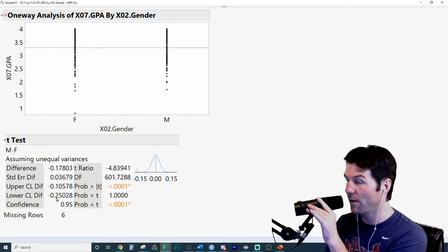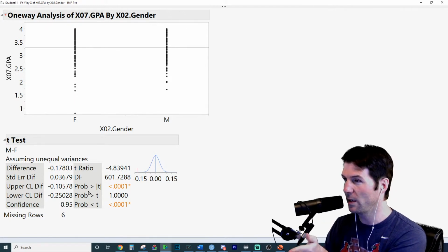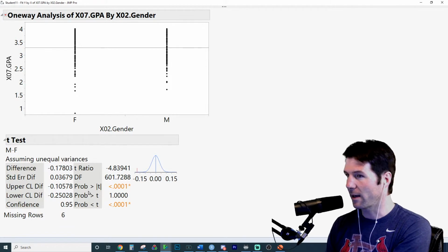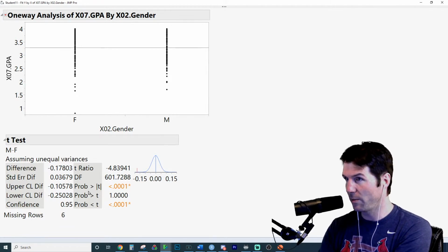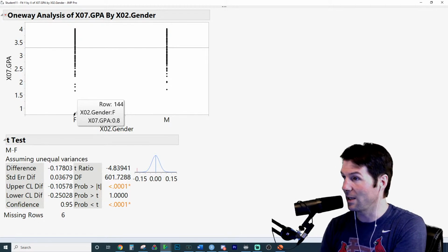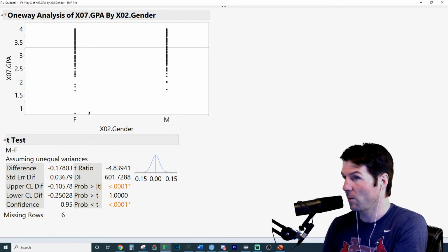And I'm 95% confident the true difference between, and I would be confident that males on average have lower GPAs than females, like on average, not saying all males have lower GPAs, because you can see here, this male had a very high GPA. That male had a 4.0, and this female had a 0.8. So the lowest GPA out of everybody was someone who was female. But on average, males had lower GPAs because the negative difference means the female mean was higher.